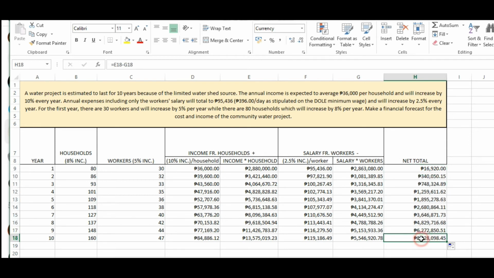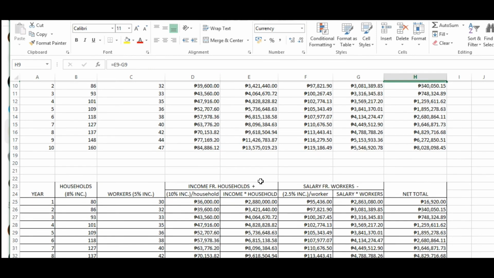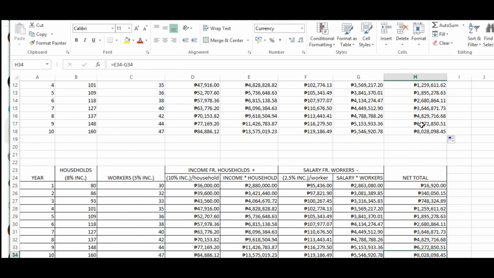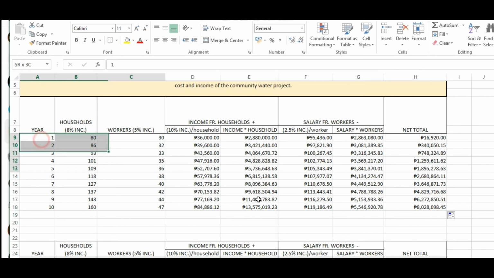And for the 10th year, may kita tayo na 8,028,098.45 pesos. So, ayan yun for the 10th year. And walang nag-red, so meaning hindi nag-negative or tama lang, may kita pa ang water project dahil may kita pang 16,920 for the first year galing sa income na, ayan. So, we'll check if same ba sila. So, yan, 16,920. And for the 10th year, merong 8 million. Ayan, the same sila.